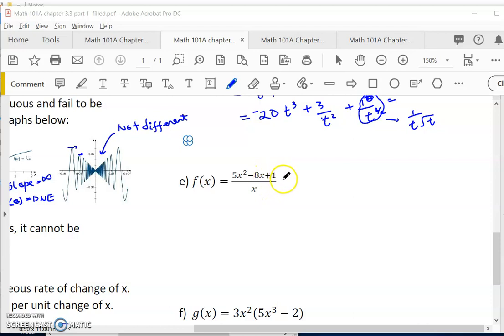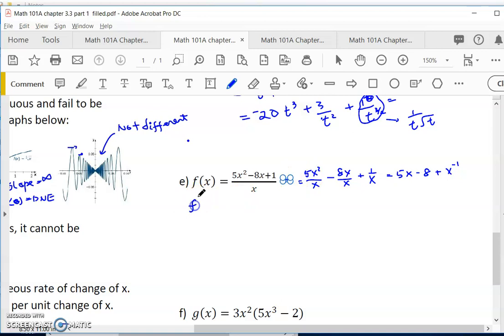So what we should do is divide it first to make sure that we have just a list of x to the n or kx to the n kind of function. So we would change it to 5x squared over x, not doing any differentiation, minus 8x over x plus 1 over x. This becomes 5x minus 8, and 1 over x is plus x to the power negative 1, so it is x to the n.